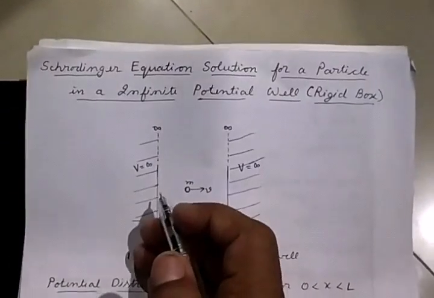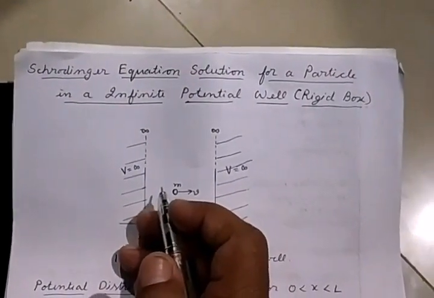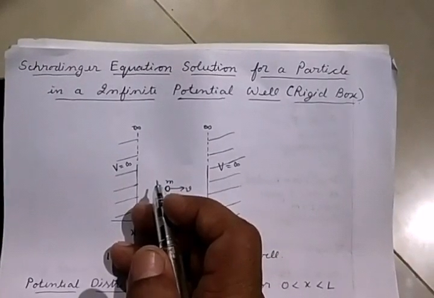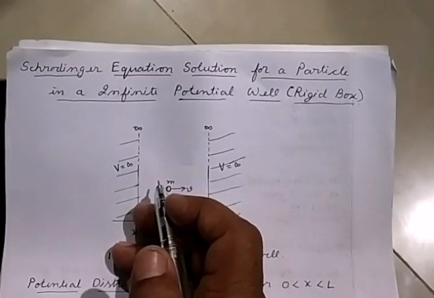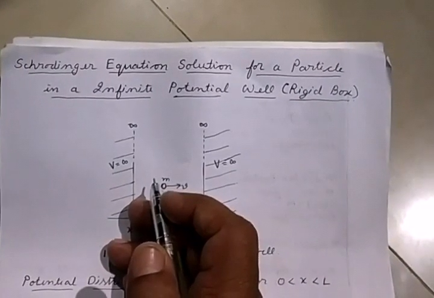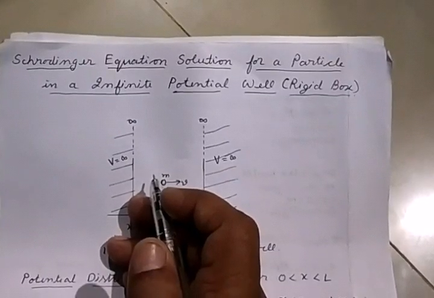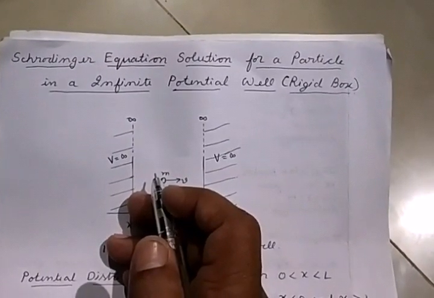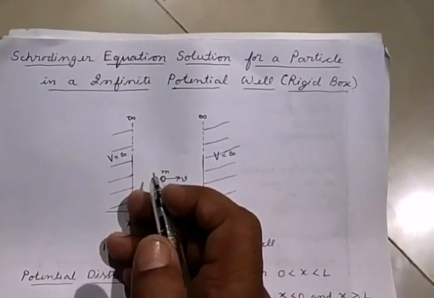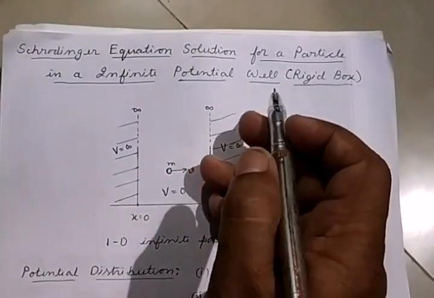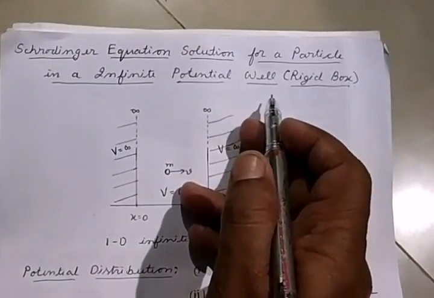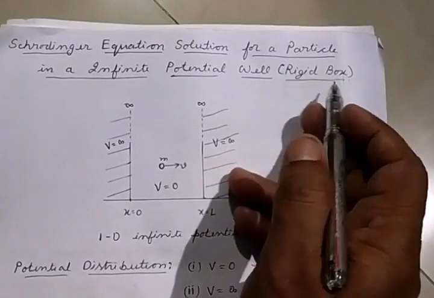Last time we discussed the Schrodinger's wave equation. Now in this section let us discuss the application of Schrodinger's wave equation for a particular problem. We want to give an example of how quantum mechanics runs with the help of the Schrodinger's wave equation. For that we have taken an ideal simple case of a particle in an infinite potential well, also called the rigid box.